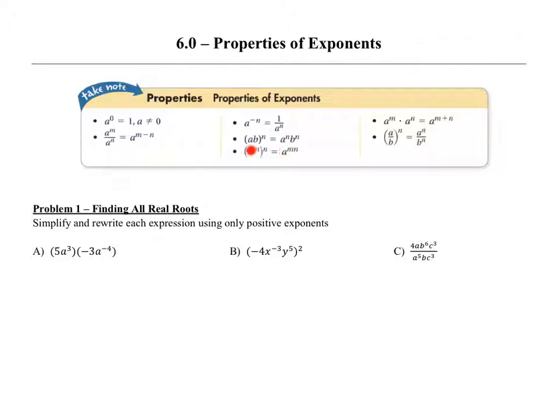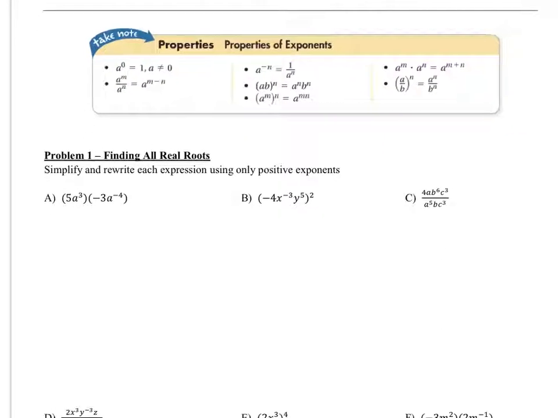So this is a power to a power. And if you're multiplying with the same base, you'll be adding exponents. Same thing here. If I have a power, I have to give it to both the top and the bottom. You can't be a greedy person. You have to be kind to everyone.